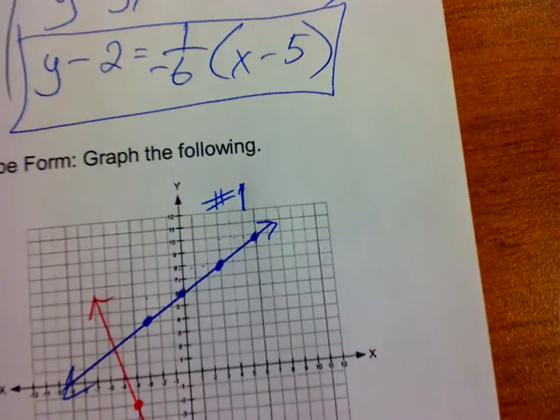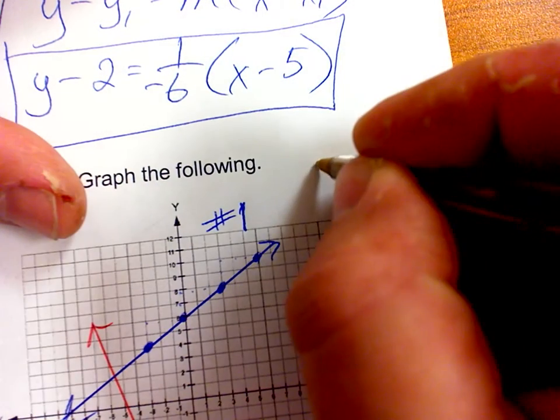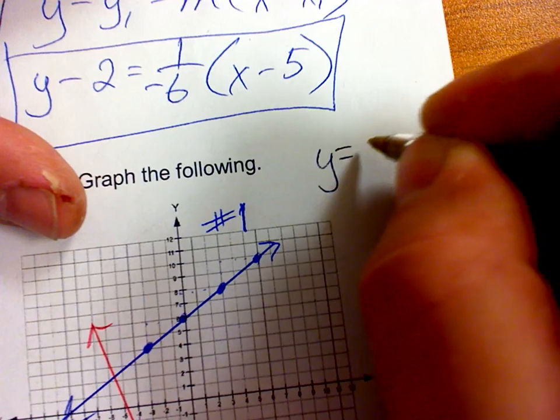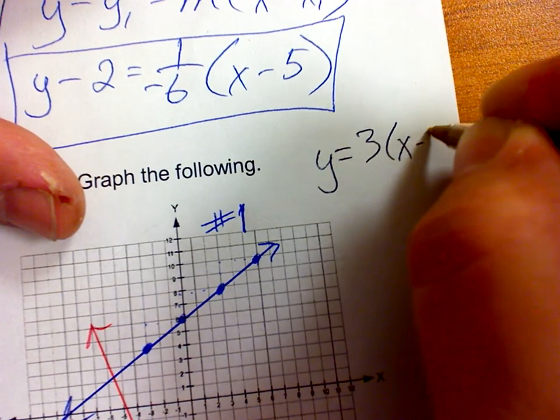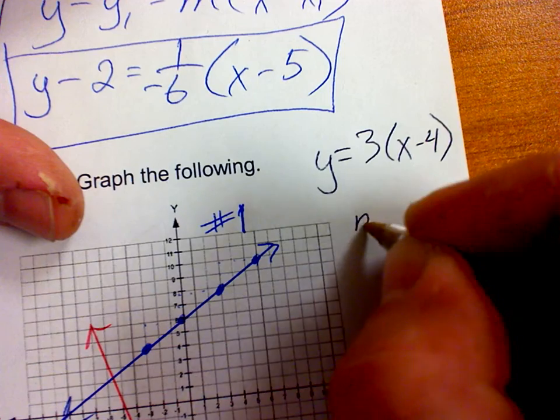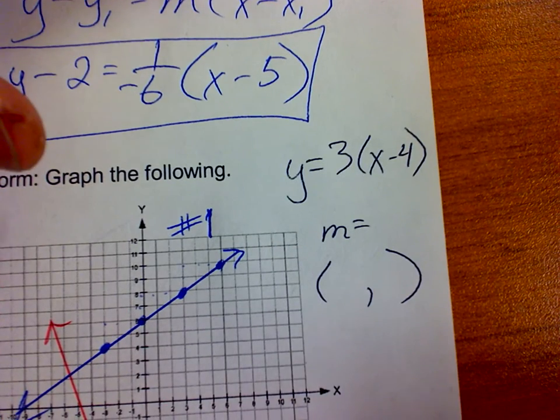Because there's 2 other examples I wanted to bring up because I had some good questions today. I had a student ask, what if we had the equation y is equal to, and we'll just make something up here, y is equal to 3 times the quantity x minus 4? And we were asked to find the slope and the point for that one.